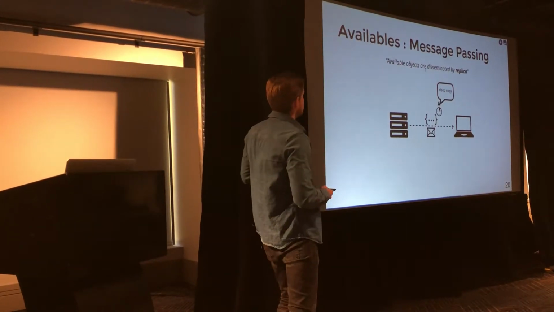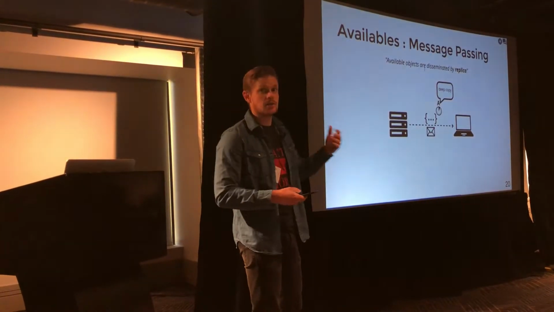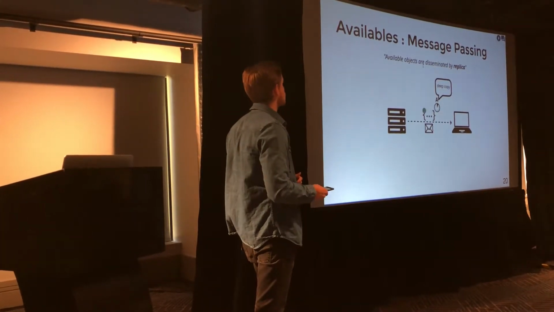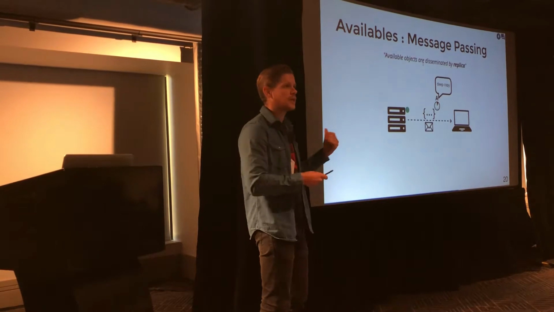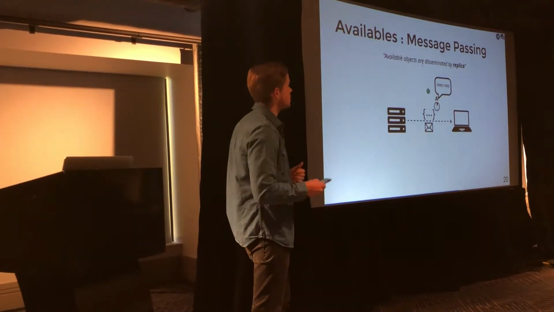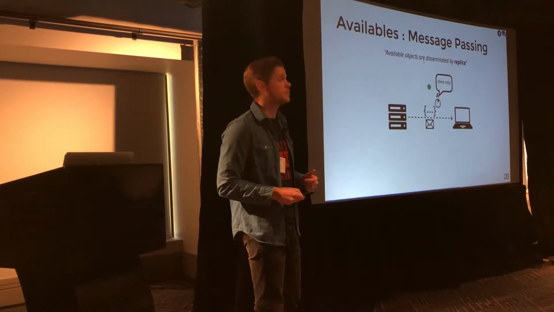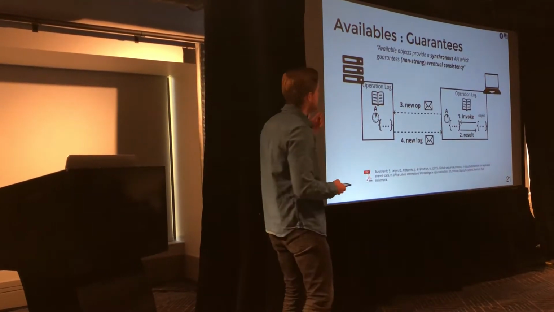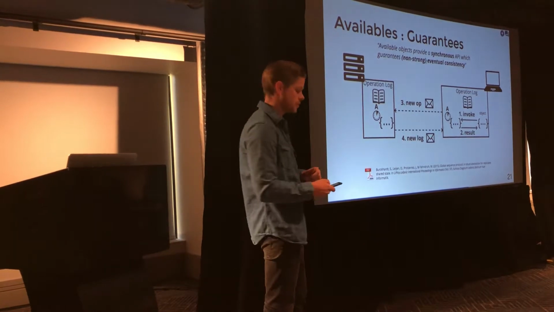So the message passing semantics are that available objects are disseminated across the network by replica, meaning that when a client registers, the server returns a replica of the QuestionList, a replica being a deep copy, so both state as well as methods. How is this used to guarantee availability and non-strong eventual consistency?